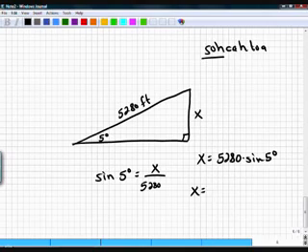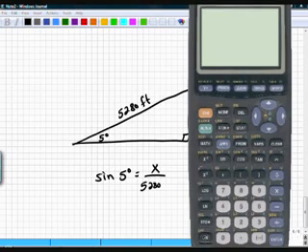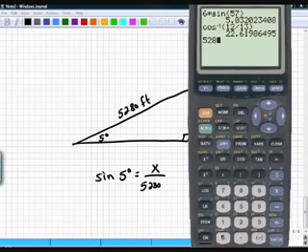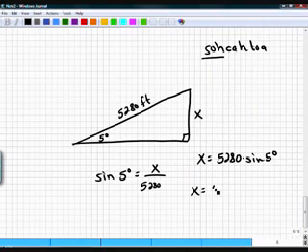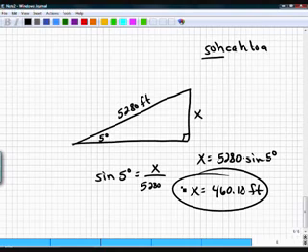Anybody tell me what that is? Using a calculator, 5,280 times the sine of 5, 460.18 feet.